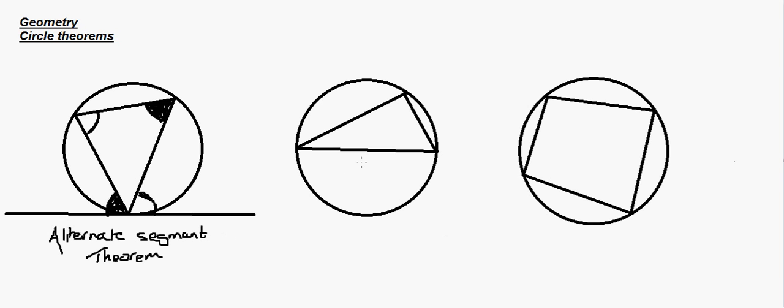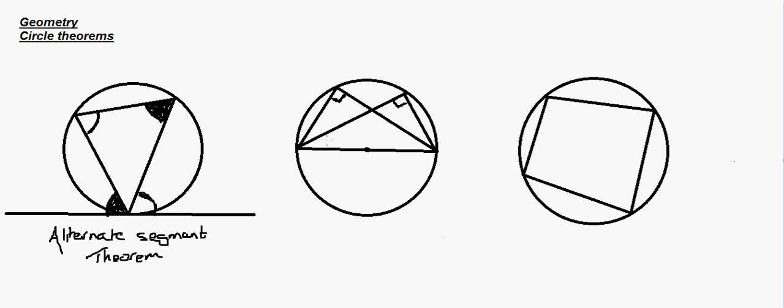Okay, so now we have another circle, and this is the diameter of the circle. It passes through the centre of the circle. If any line comes from one side of the diameter, goes to the circumference and comes back to the other side of the diameter, it always creates a right angle. It doesn't matter where you go. So if I was to go from here to here and then from here to here, this is a right angle.